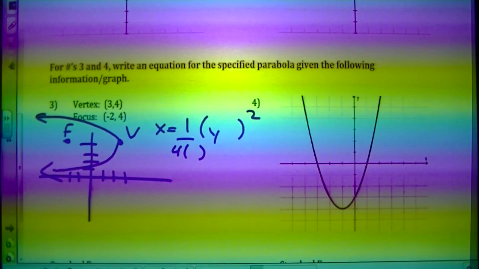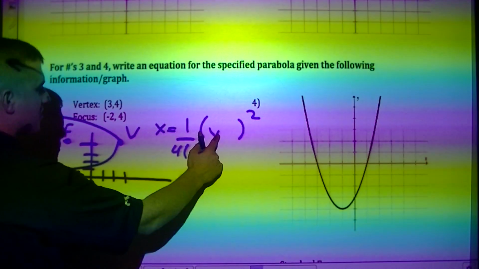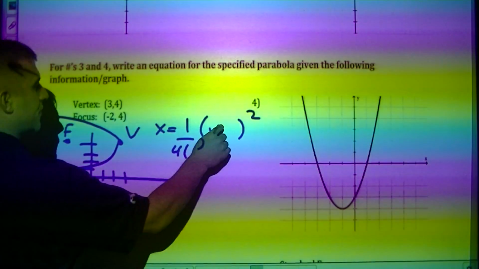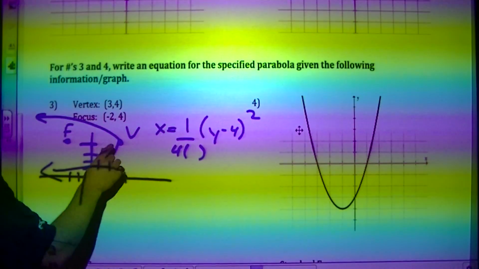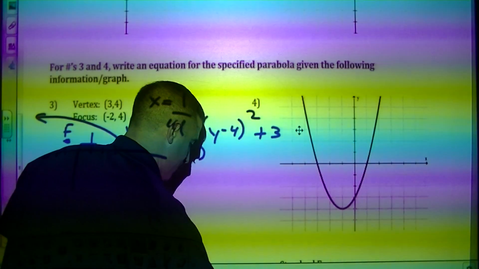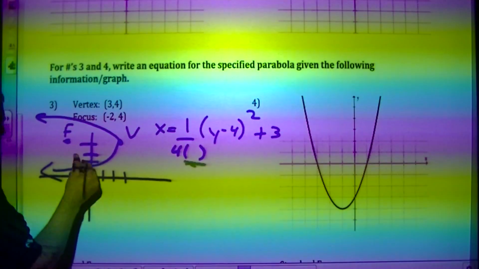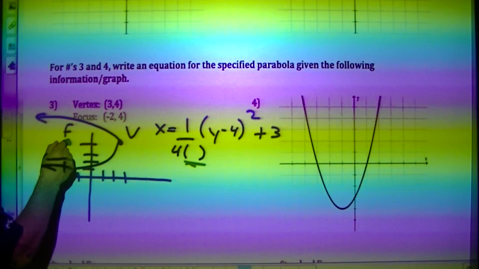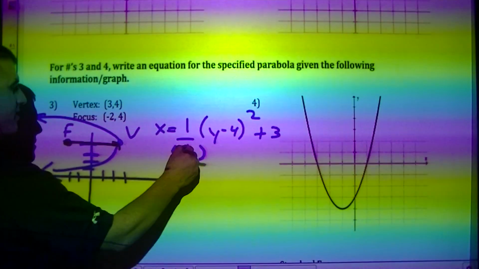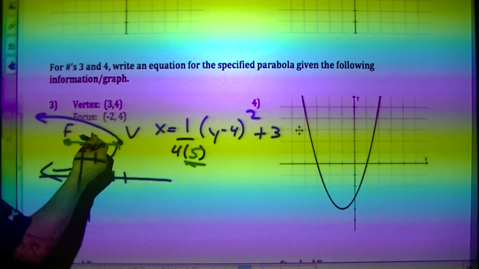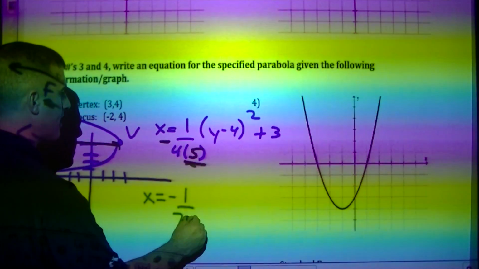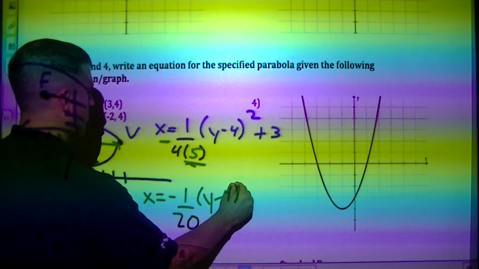I'm going to put the vertex in first. So this is y, you need to go to that y coordinate. That y coordinate is 4, but I'm putting opposite, which is negative 4. That's the x is 3. I'm going to follow that on the outside. The way you get this number, that's the distance from the focus to the vertex. And that would be 5 spaces. And since it goes to the left, it's negative. So x equals negative 1 over 20, y minus 4 squared plus 3.